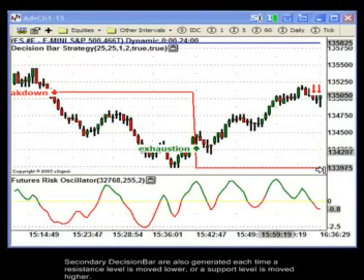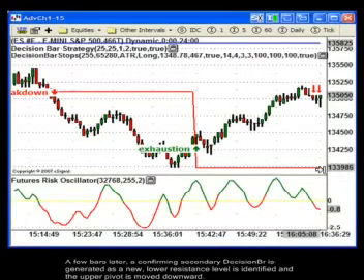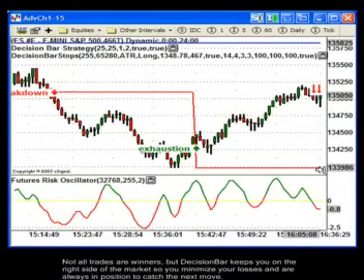Secondary decision bars are also generated each time a resistance level is moved lower or a support level is moved higher. A few bars later, a confirming secondary decision bar is generated as a new lower resistance level is identified and the upper pivot is moved downward.